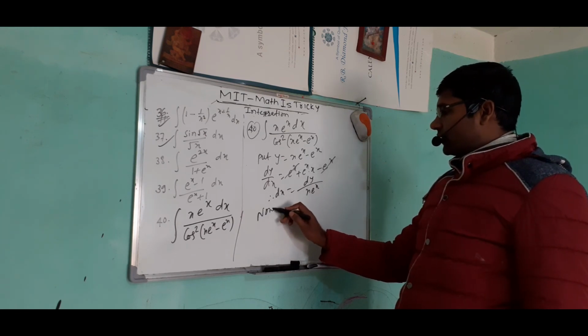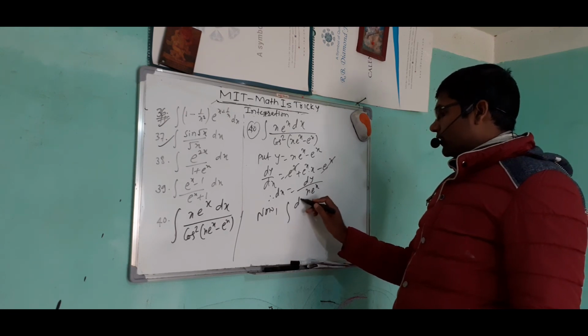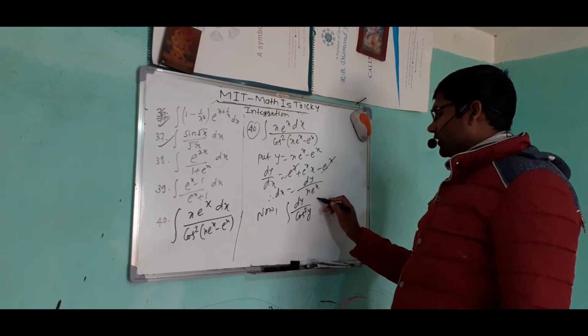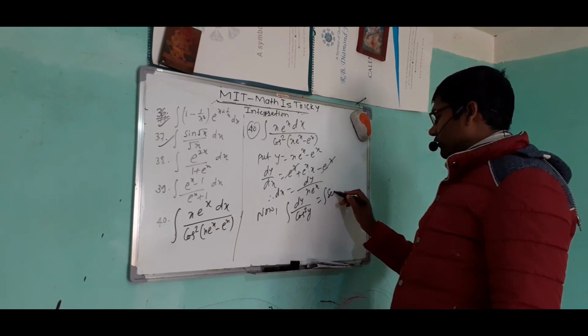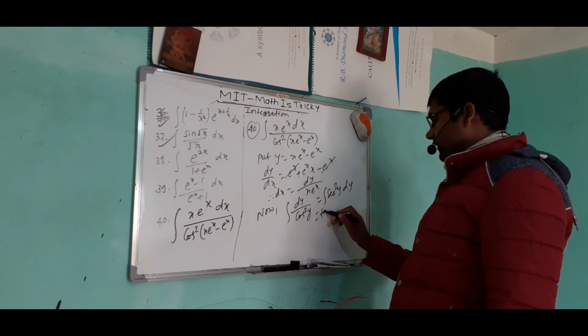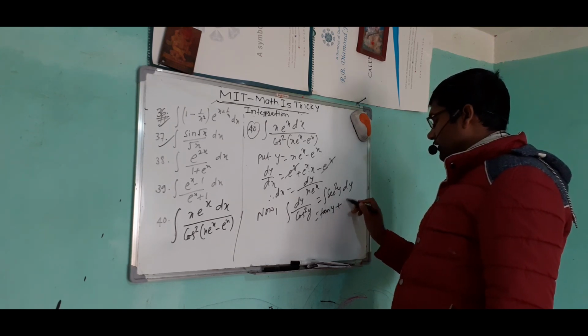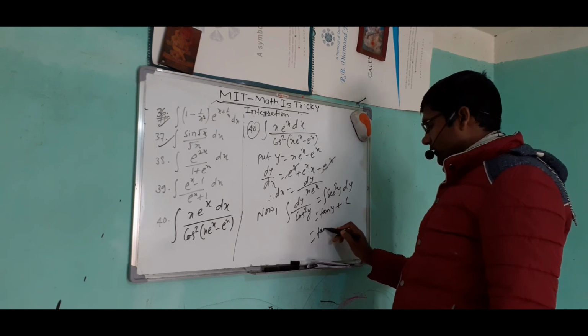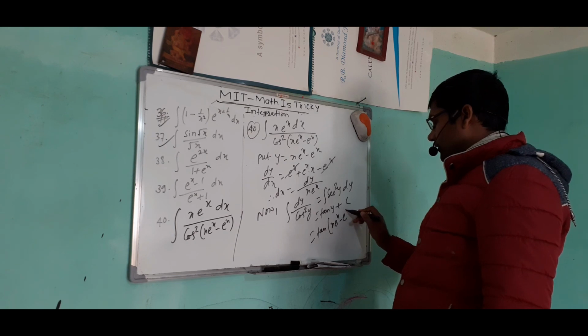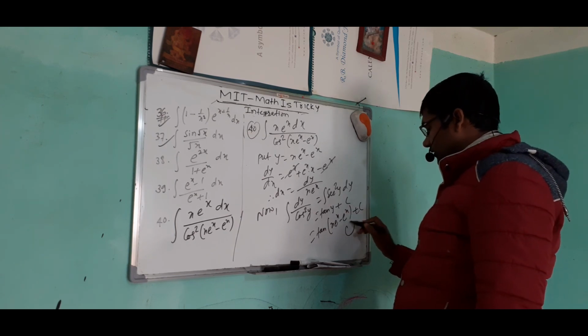Now this is dy by cos square y, this is sec square y dy, and the integration of sec square y is tan y plus c, so we can write tan, and y is x e power x minus e power x, plus c. This is your answer.